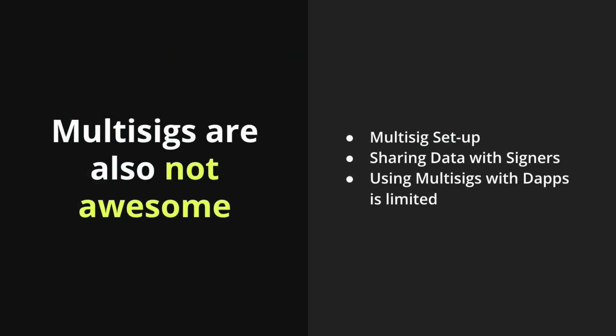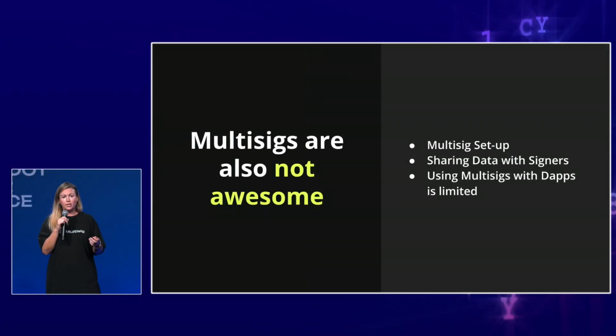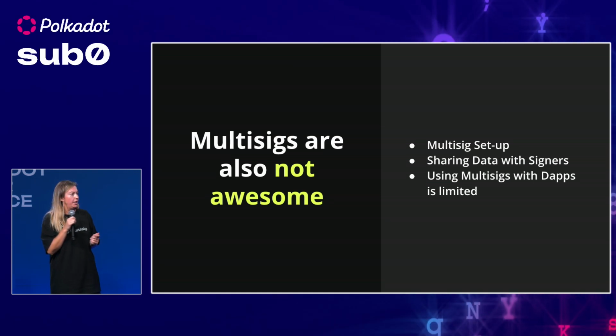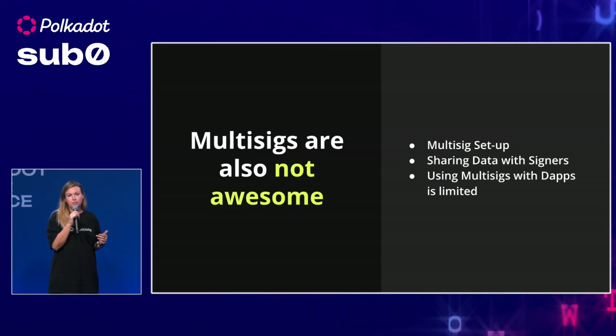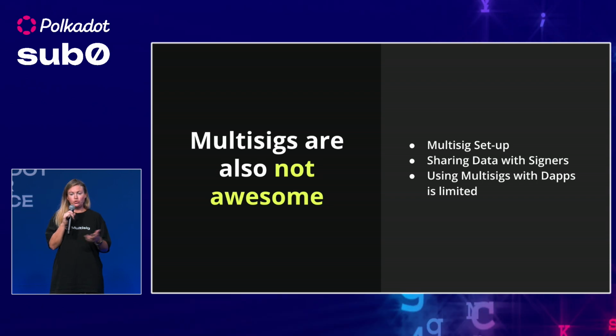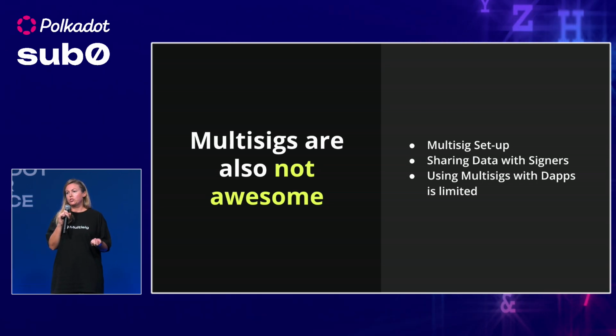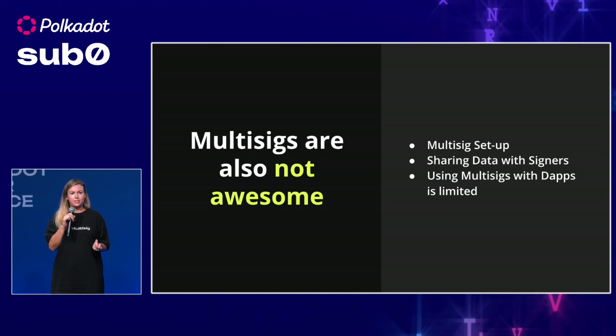So first is multi-sig setup. To get these security advantages and features that I was talking about, you really need to set up your multi-sig in specific ways. Next is sharing data with signers. To execute a transaction, you need to share things like call data with other signers. And this brings up the question of where are we going to share this data?